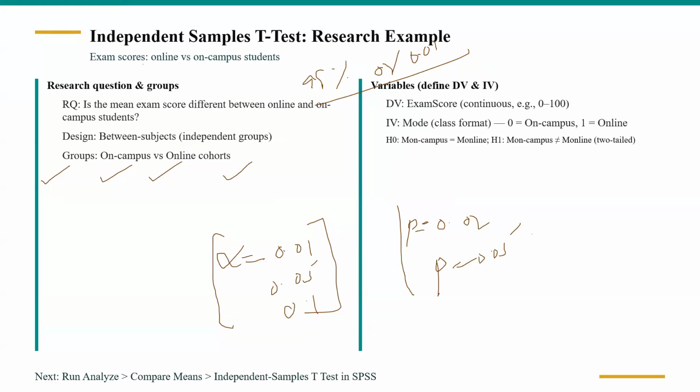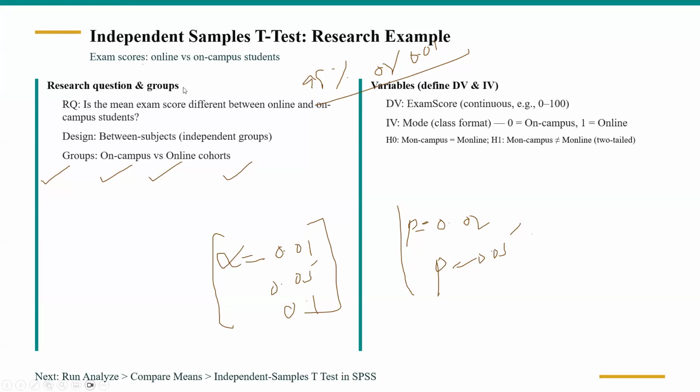of the other school. The subjects in the independent samples may or may not be the same. But in the case of a paired t-test, the subjects must be the same. So this independent sample is between subjects. There are two independent groups, like one on campus and online cohorts.